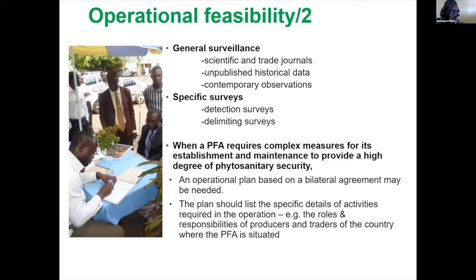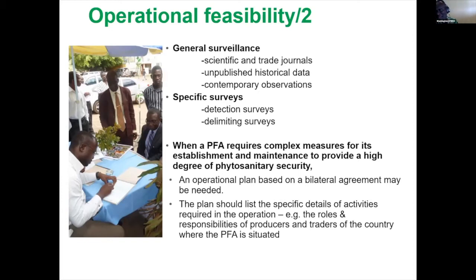Second, surveys must be conducted targeting the pests, and these surveys form part and parcel of maintenance of a pest-free area. If you are talking of establishing a pest-free area, you must have very clear survey plans and protocols in place, and surveys must always be connected with diagnostics.